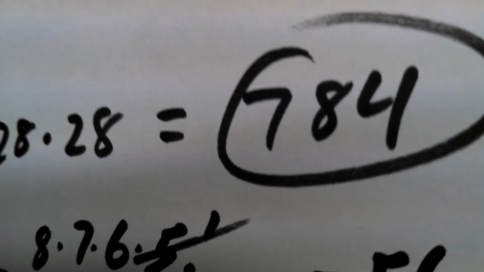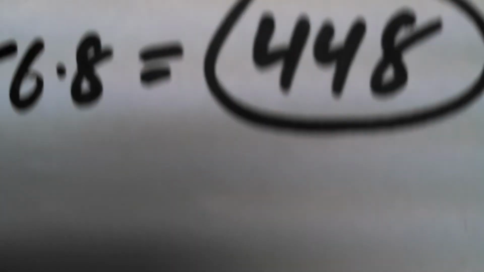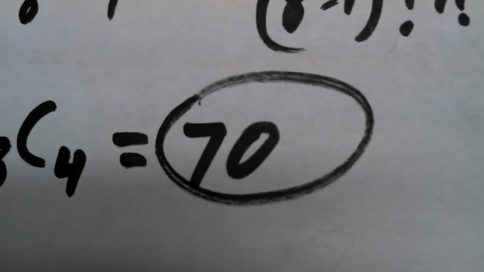So when we add 784 plus 448 plus 70, we get 1302. That means there are 1302 ways that the selection process can be done based on the specifications in the problem.